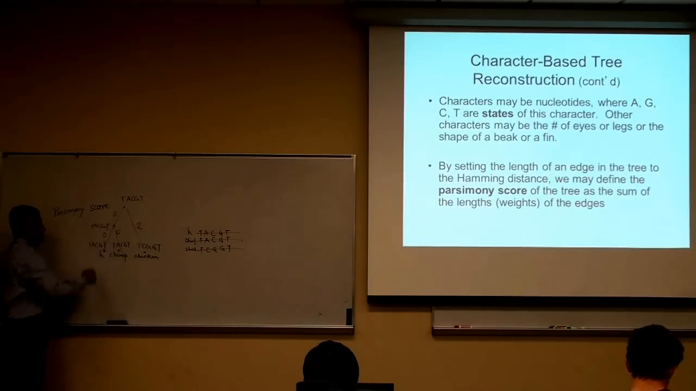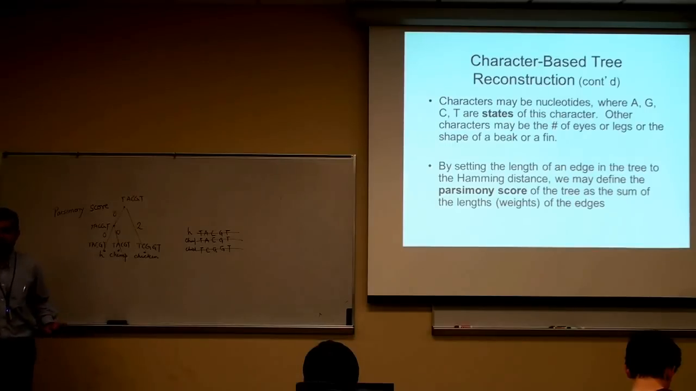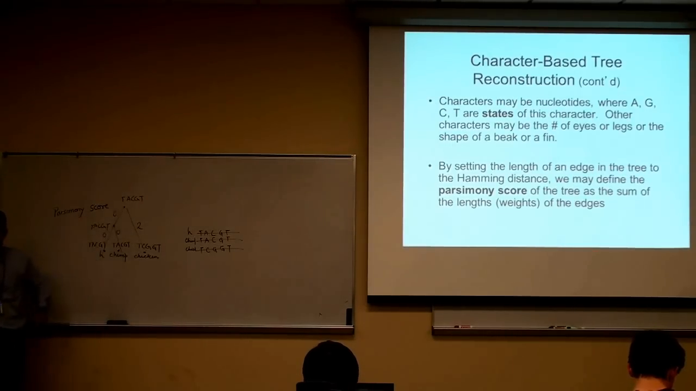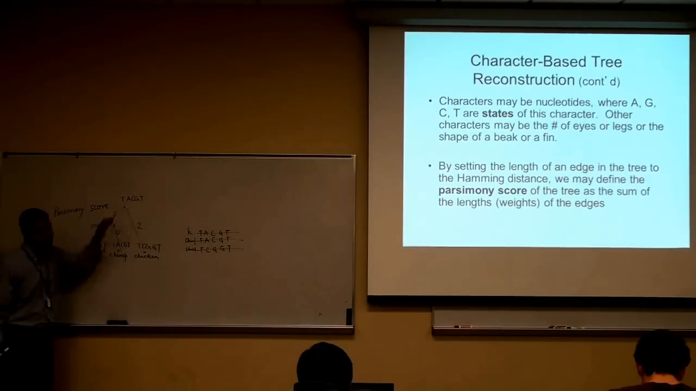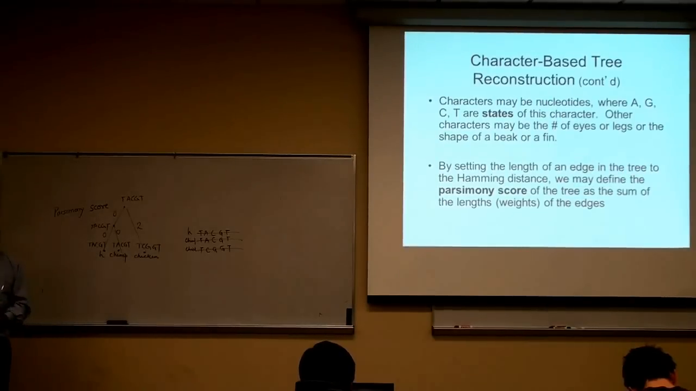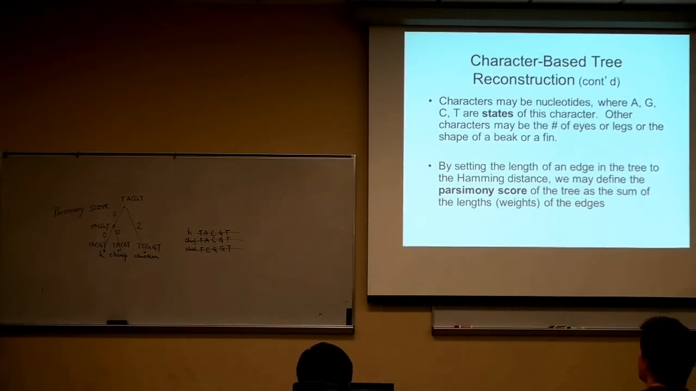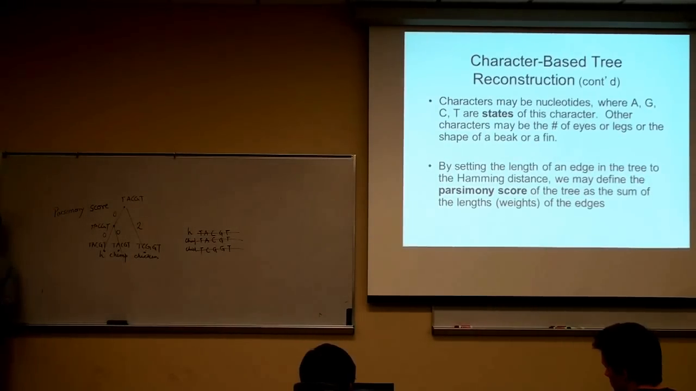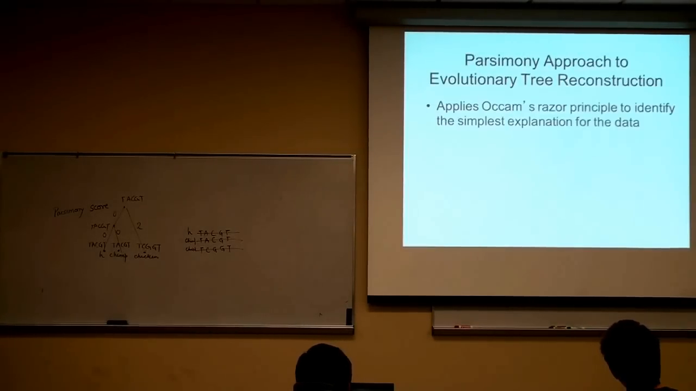And when you sum these things up, you're assuming the simplest explanation of what happened over the entire tree, given these guesses. Maybe by changing the guesses, the number of mutations will change. Maybe you could come up with a smaller parsimony score. And so the goal is to find the tree and its sequence labels so that the parsimony score is minimized. So that's the Occam's razor principle, the simplest explanation for the data.